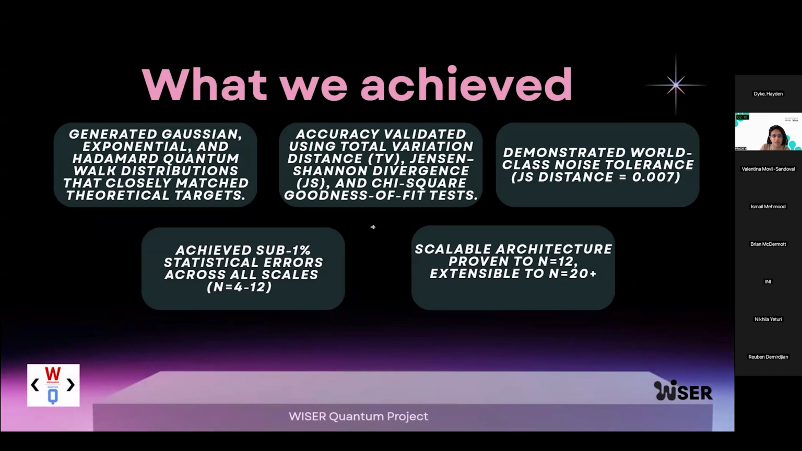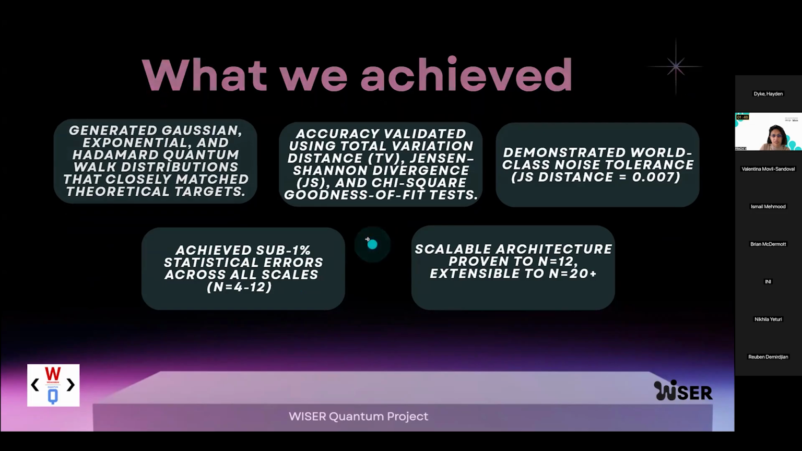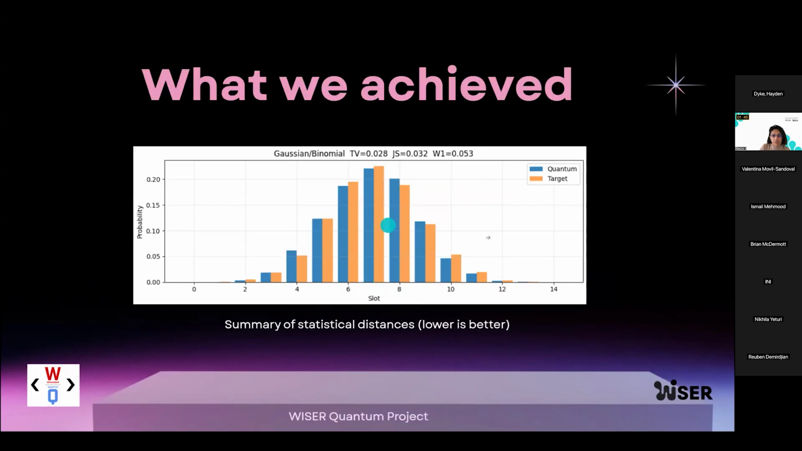We were able to generate Gaussian, exponential, and Hadamard quantum walks. We also validated the accuracy using total variation and Jensen-Shannon, and demonstrated noise tolerance and really good results with low statistical errors across all scales and a scalable architecture. So this is another one of the results.